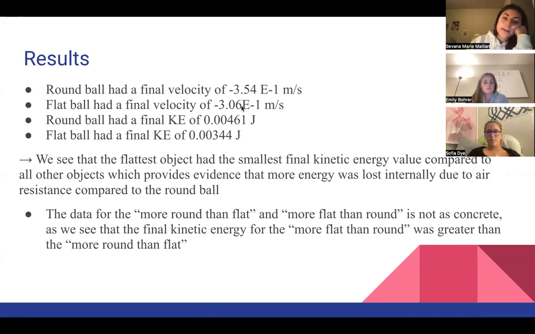So we saw that the flattest object had the smallest final kinetic energy value compared to all the other objects, which kind of provided evidence that more energy was lost internally, potentially due to air resistance compared to the round ball. However, it's important to acknowledge that the data for the more round than flat and the more flat than round is not as concrete, as we see that the final kinetic energy for the more flat than round was actually greater than the more round than flat.